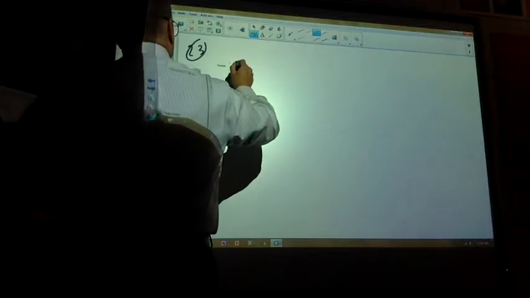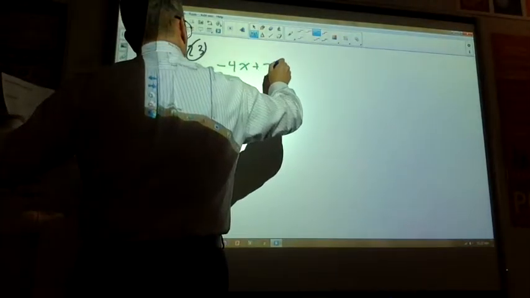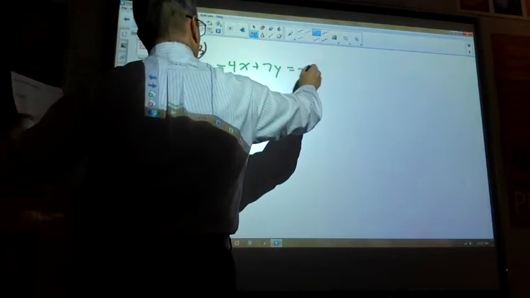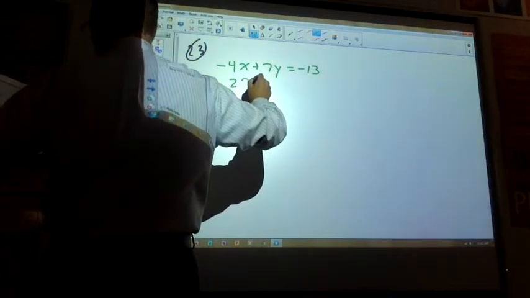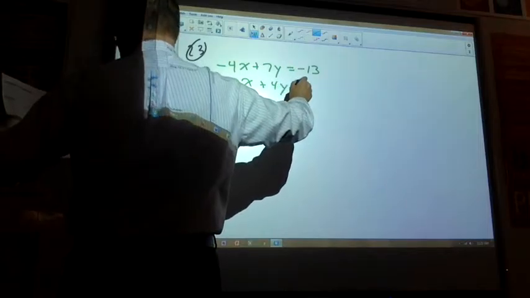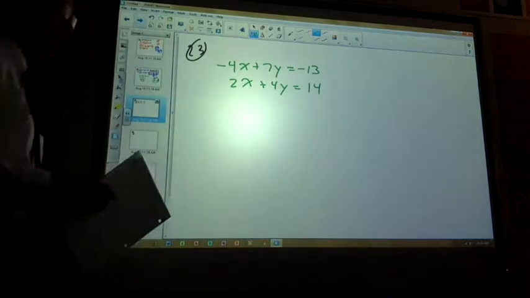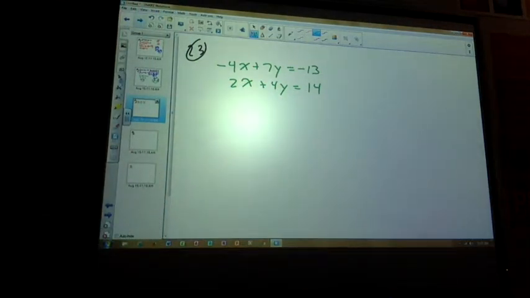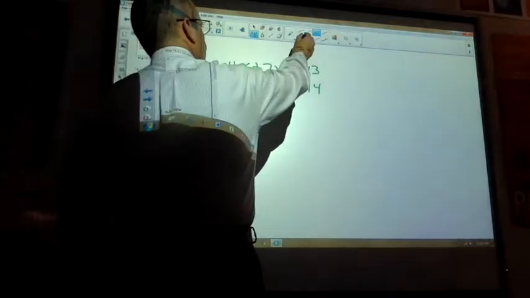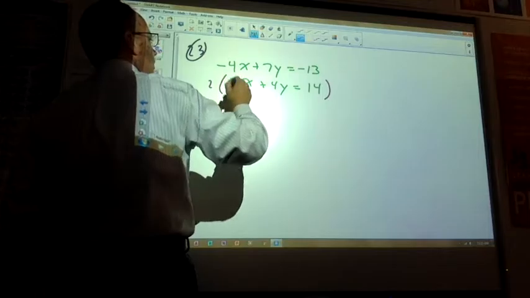Let's see, negative 4x plus 7y is equal to negative 13. 2x plus 4y is equal to 14. Okay. Substitution probably doesn't look like a good idea. I think if I multiplied the whole second equation by 2, my x's would cancel out. Agree? Okay, so I'm going to multiply this whole thing by 2.